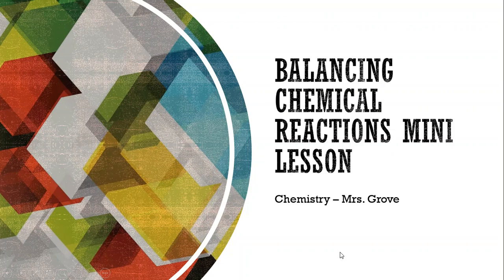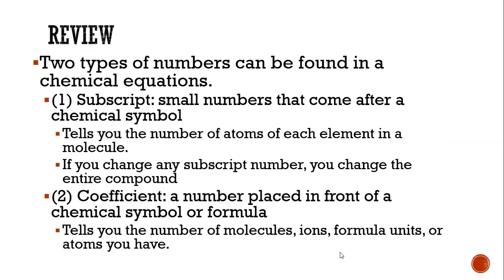Hey everyone! Now that we've gone over general chemical reactions and what reactants and products are, in this mini lesson we're going to learn how to balance chemical reactions. As a little bit of a review of the last lesson, there are two types of numbers that can be found within a chemical equation.